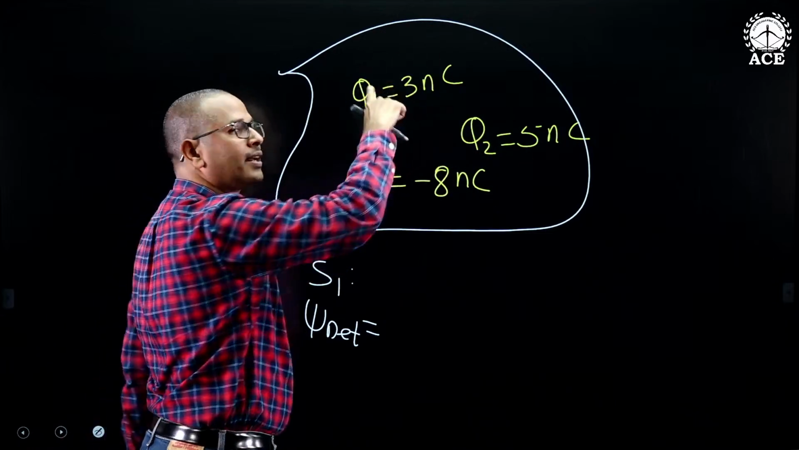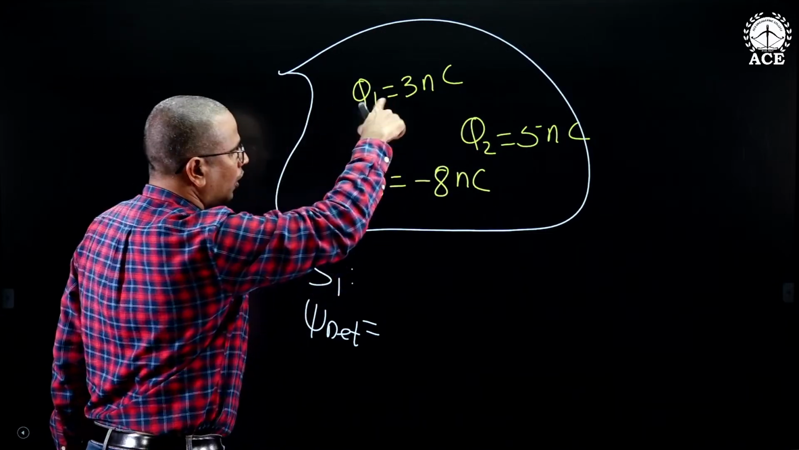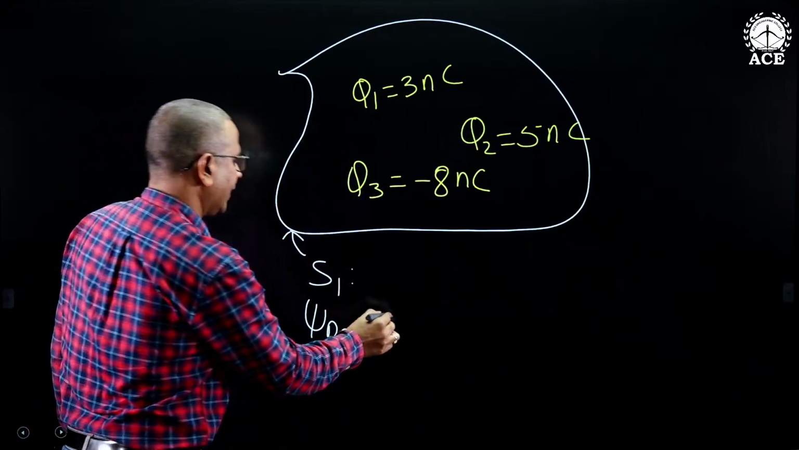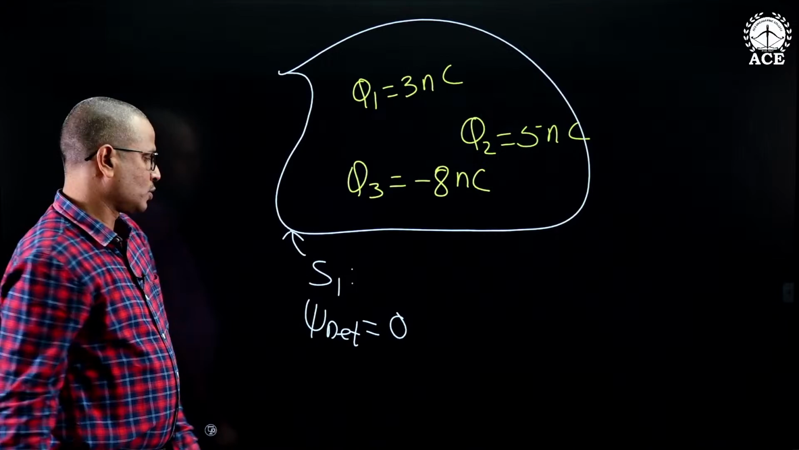Do they lie within the boundary or not? That you have to take care of. So all lie within the boundary: 3 plus 5 minus 8. How much? It is 0 because this one has negative polarity.